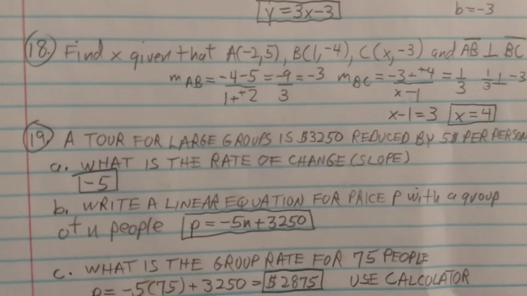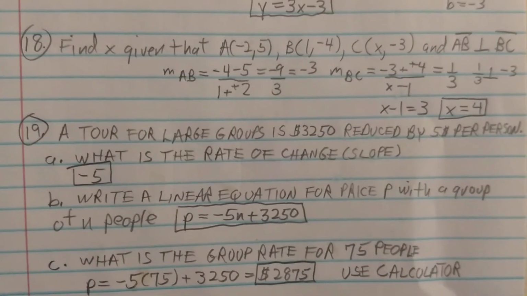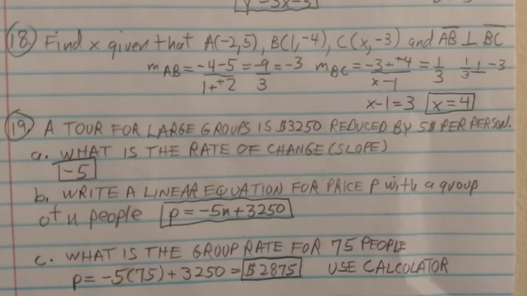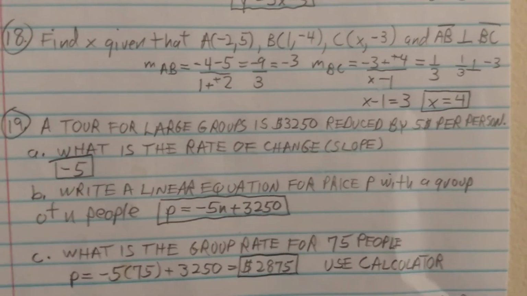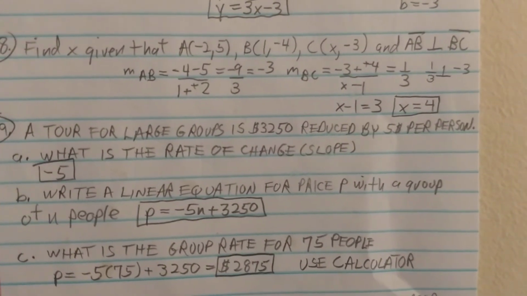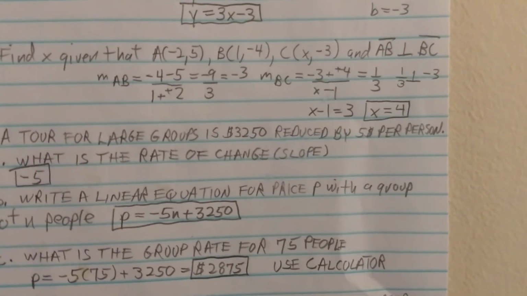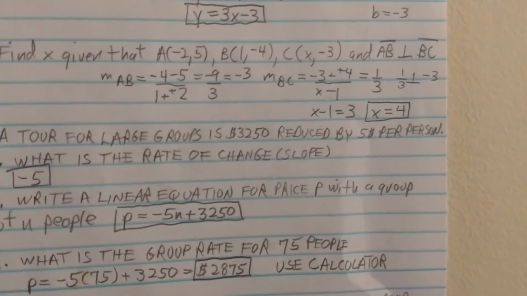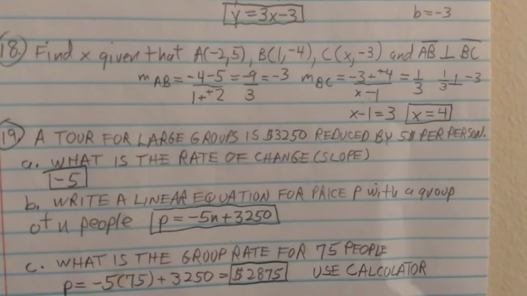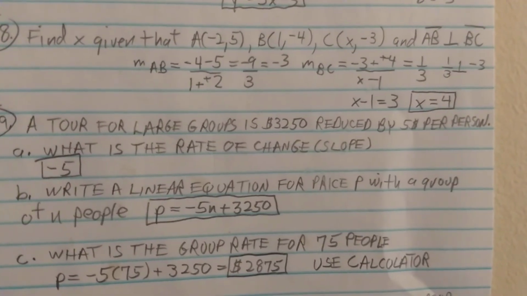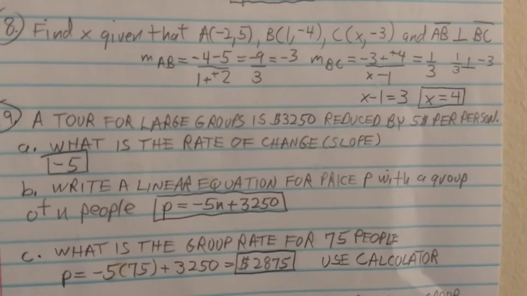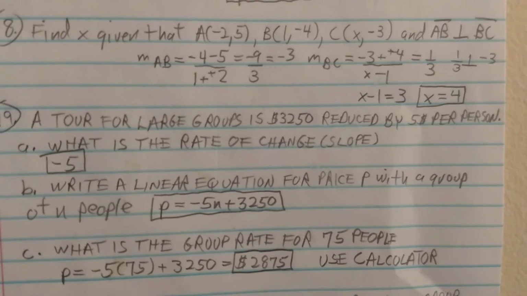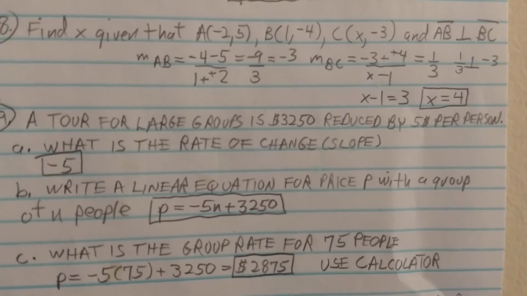Now for 18, we want to find x given that A is (-2, 5), B is (1, -4), and C is (x, -3), and that the line segment AB is perpendicular to the line segment BC. So the slope for AB would be -4 minus 5 over 1 minus -2, which would be -9 over 3, which is -3.